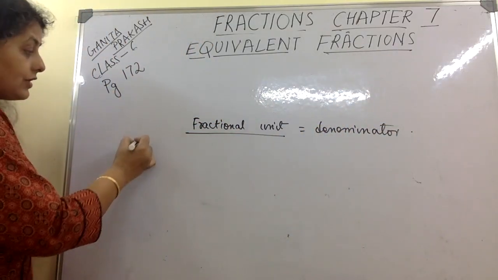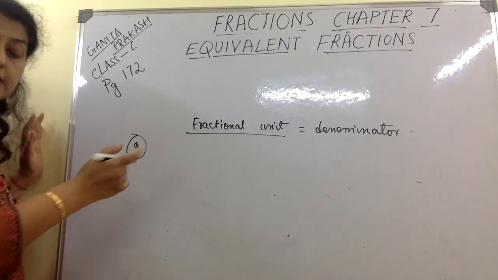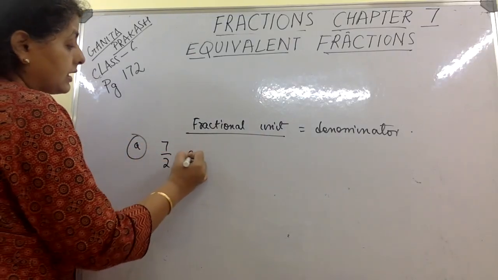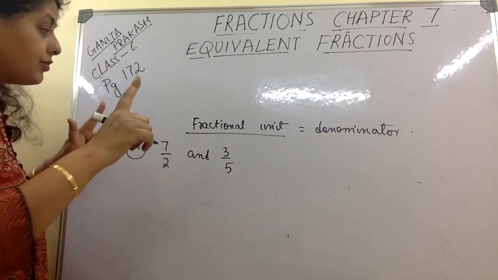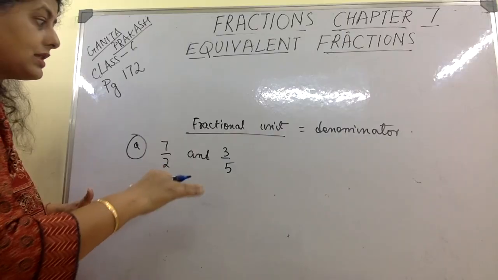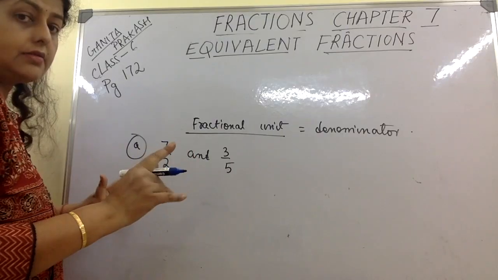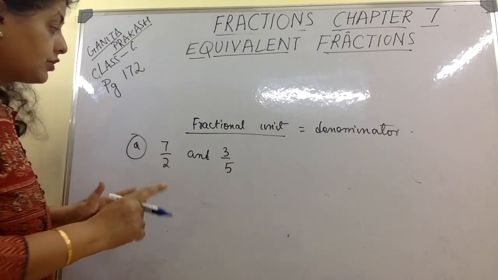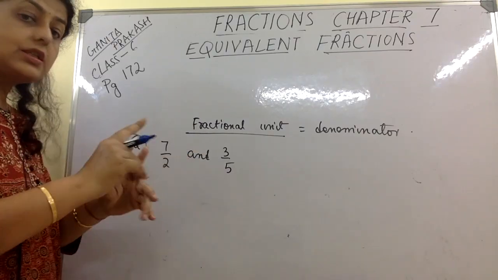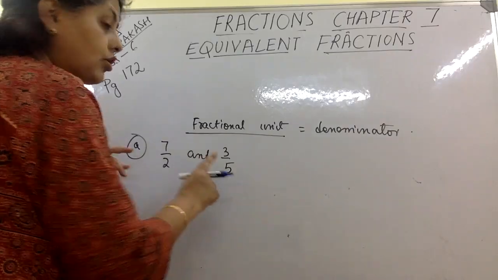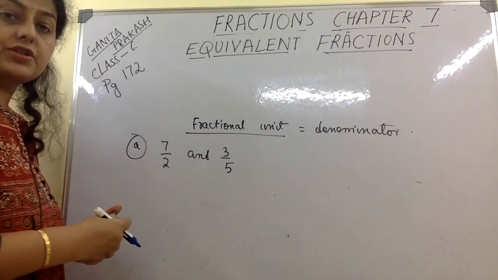So let's see. First question, this is Figure It Out, page number 172. Right at the top of the page you will get 7/2 and 3/5. All different numbers. We have to make them such fractions that the denominator is the same. They are not going to be equivalent fractions to each other. So these two themselves, when I change them, will not form equivalent fractions. But where is the word equivalent fraction? Why is it in the equivalent fractions chapter? Let's see.